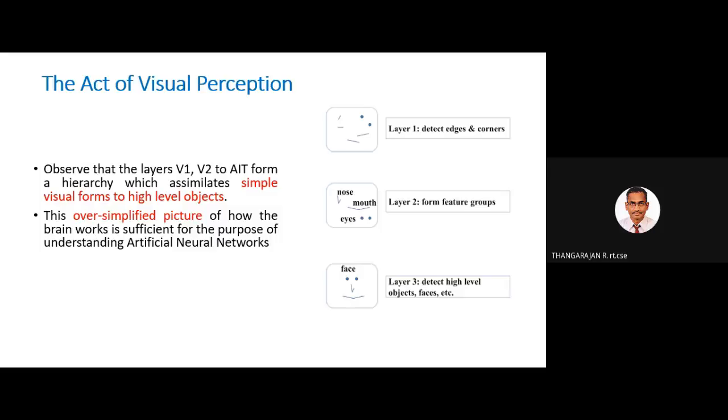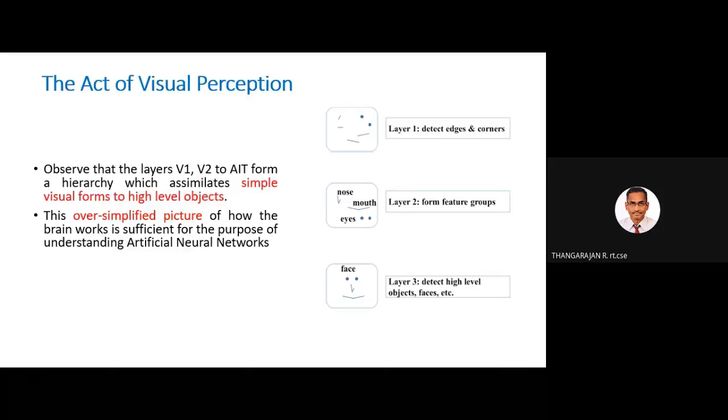And when it goes to the higher layer, layer 3, these individual units, the eyes, mouth, and nose, together form the face. So the face is not detected directly as such, but faces are detected from low level features, that is your edges and corners. From edges and corners, you get higher level features like your nose, eyes, and mouth. And these nose, eyes, and mouth are again features that form the complete face. In this way, simple visual forms to high level objects are assimilated by the brain.